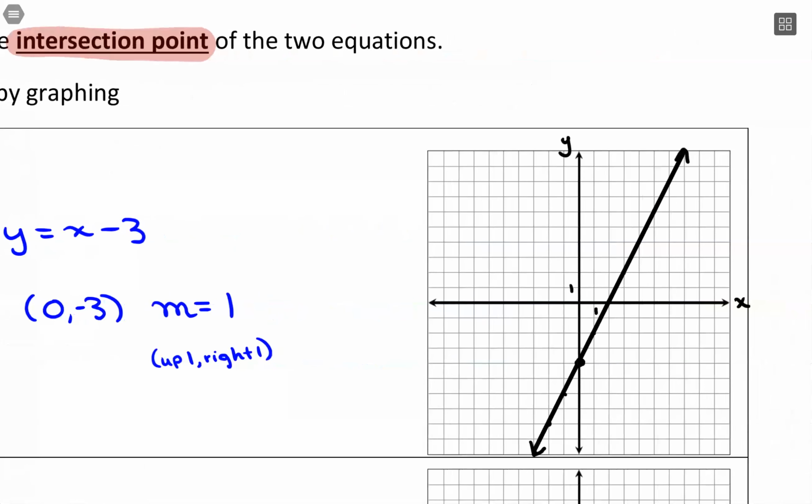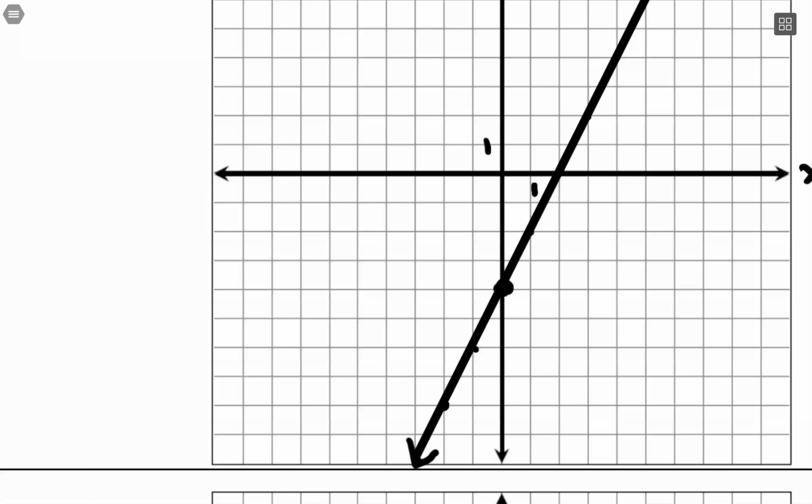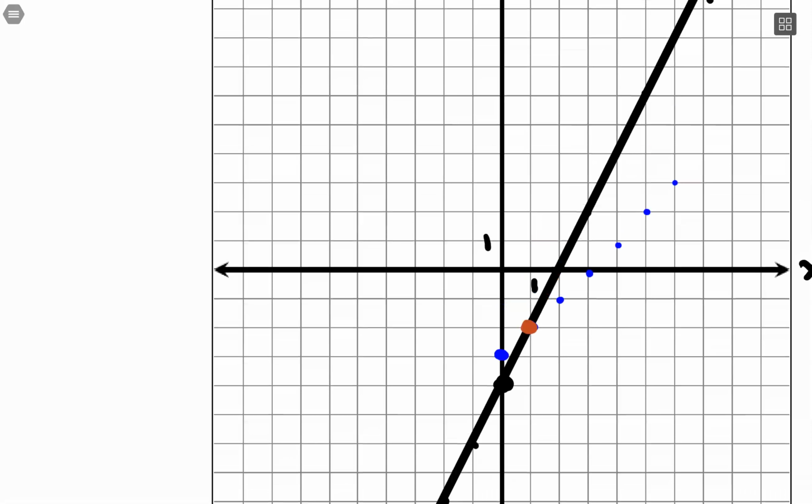So 0, -3. I'm going to zoom in a little bit, so a little careful. So I'm here, and then up 1, right 1, and there I can actually see my intersection point. While you're plotting points, it might be helpful to mark them a different color. And then 1, 1. I'm just going to get some points to graph my second line.